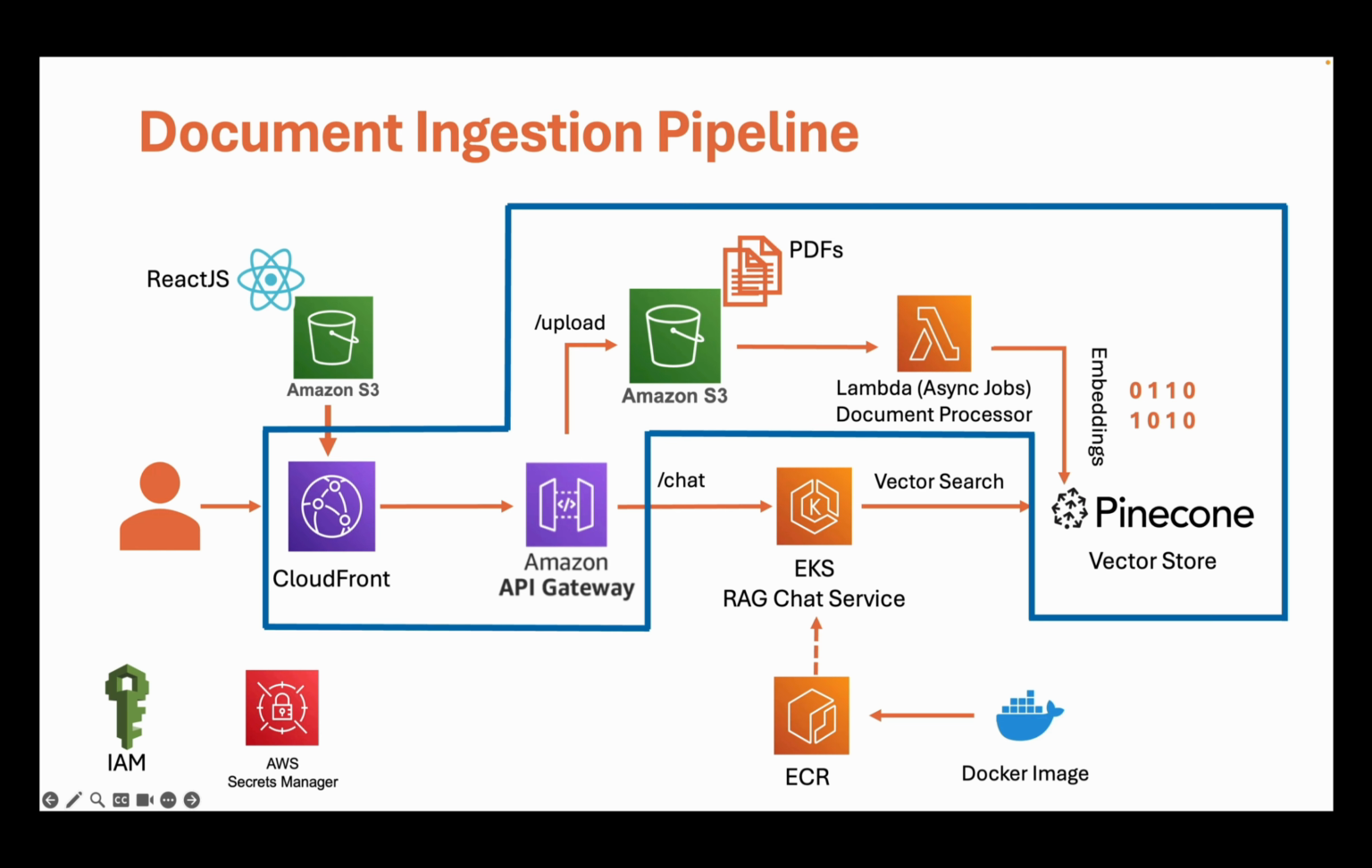Now, if we zoom out again and look at the larger architecture, we can still see that while the ingestion pipeline is working, the rest of the system still needs to be connected. The front-end application will eventually communicate through CloudFront and API Gateway. From there, requests will reach our RAG chat service running on Kubernetes.